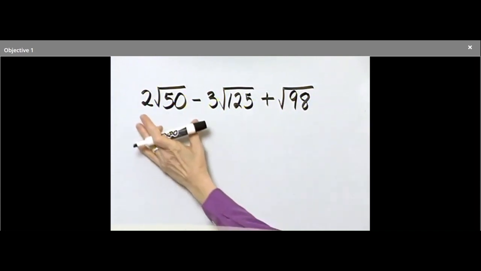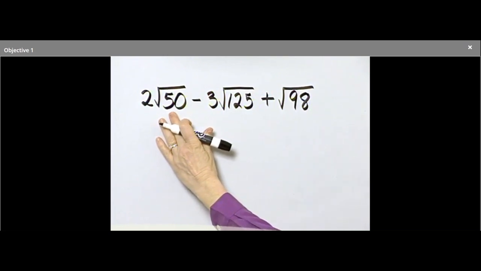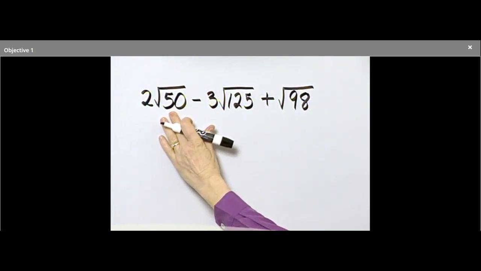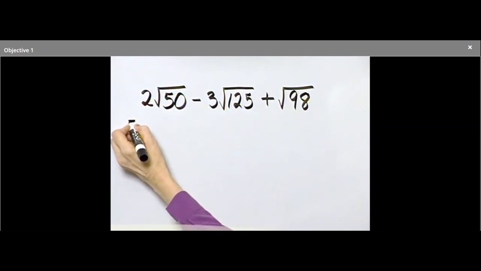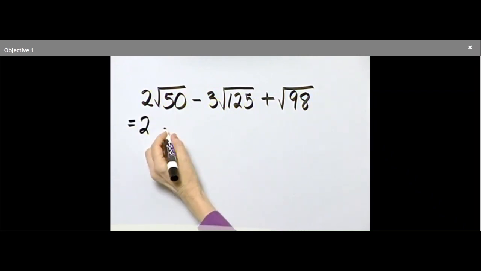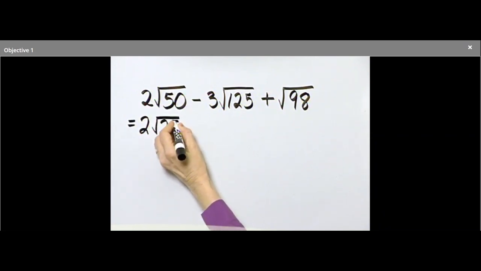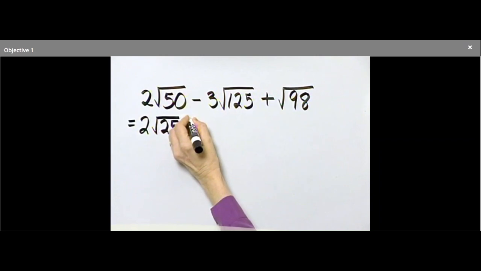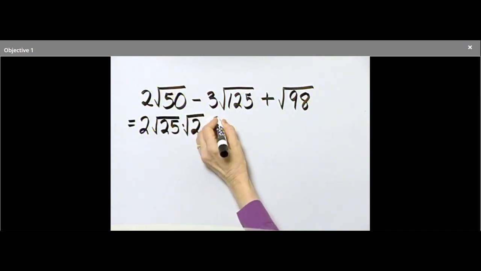Let's begin with the first term, 2 square root of 50, and let's ask ourselves, does 50 contain any perfect square factors? The answer is yes, because 50 is 25 times 2. So let's begin by writing this as 2, and then remember, 50 is 25 times 2, so by the product property, I can write that as the square root of 25 times the square root of 2. Then let's continue, minus 3.